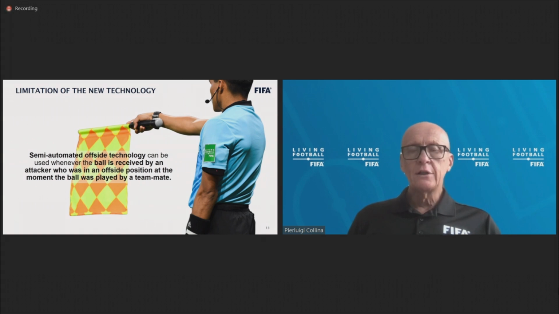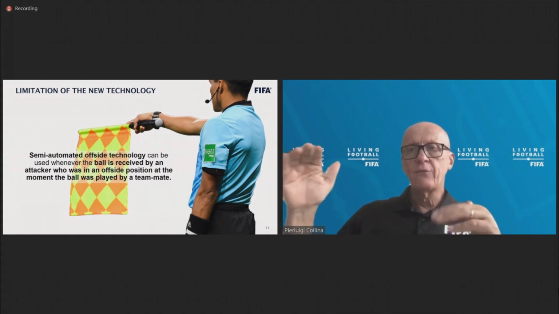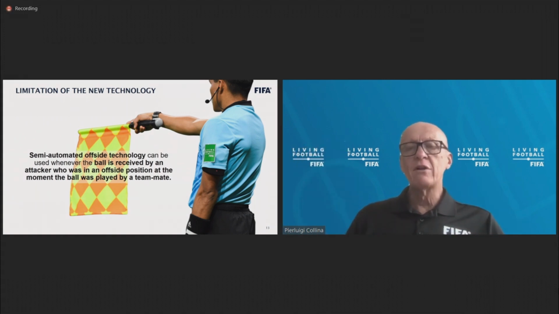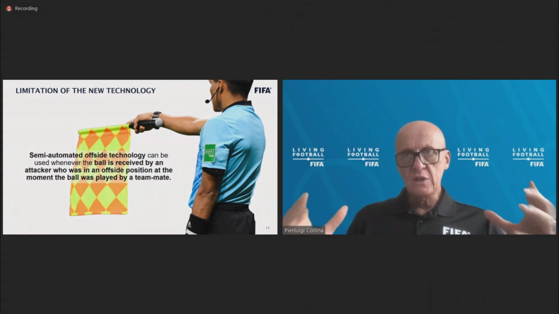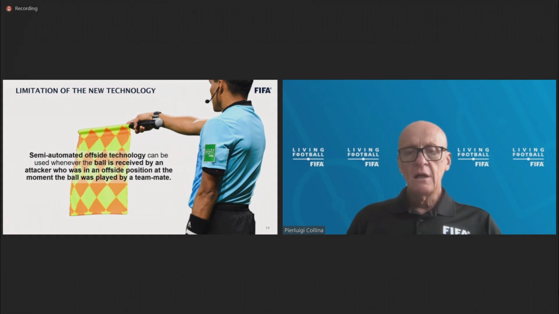In other words, the assessment of interfering with an opponent remains a match official's responsibility. Similarly, I heard of 4 or 5 seconds to get the offside decision. Johannes already mentioned that we decreased from an average of 70 seconds to 20-25, which is already something very important.